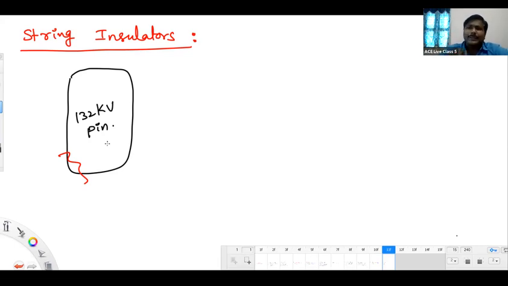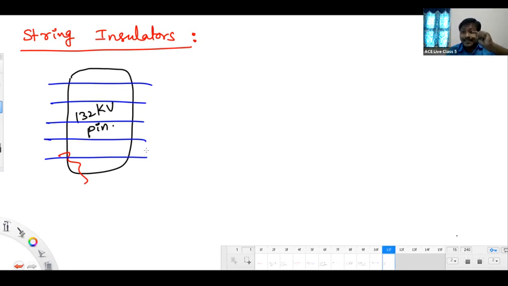So the suggestion made by the people right now is, if you are going for higher and higher voltage levels, don't make a single body of insulator. Manufacture small size insulators and connect them in series according to your requirement. That forms a string.